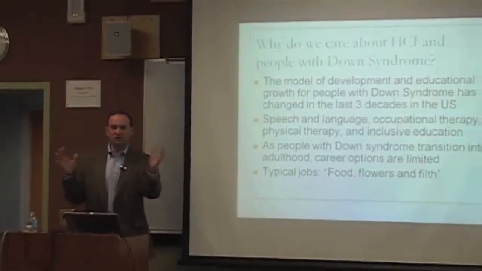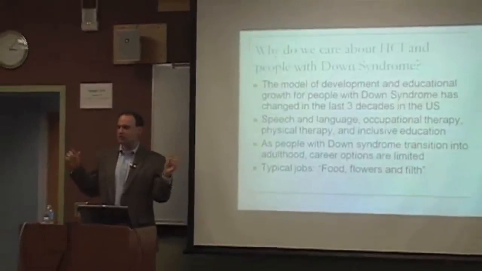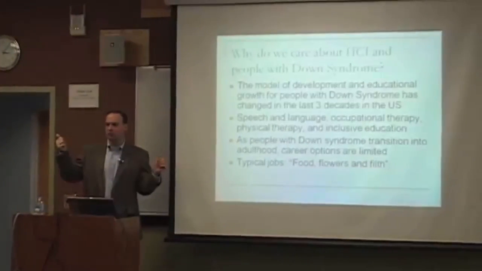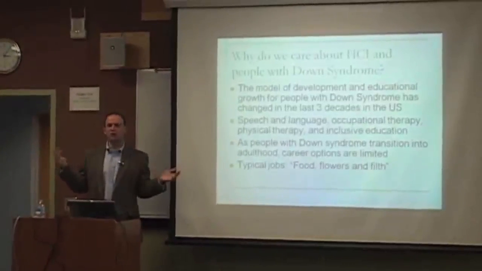But when they transition into adulthood, often the career options are limited. And so there's this term often for people with Down syndrome, they say they usually put them into jobs of food, flowers, or filth, meaning fast food, trash collection, or gardening.